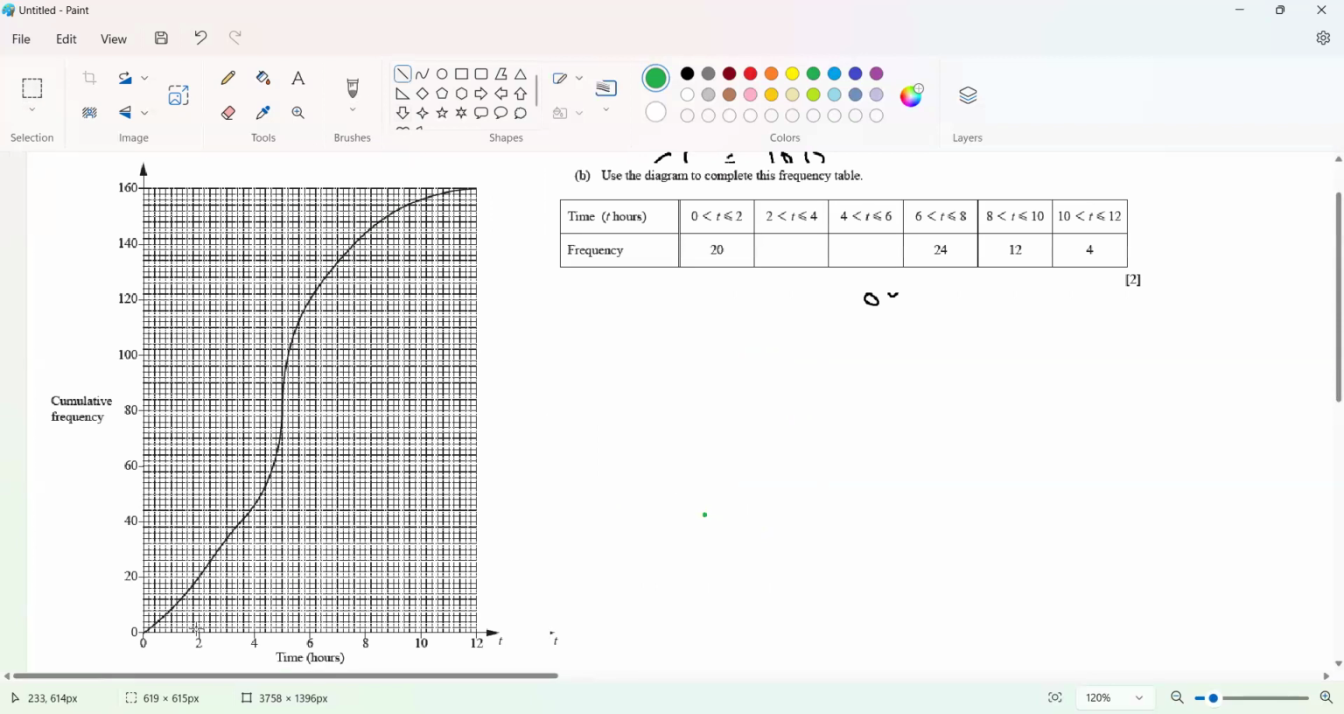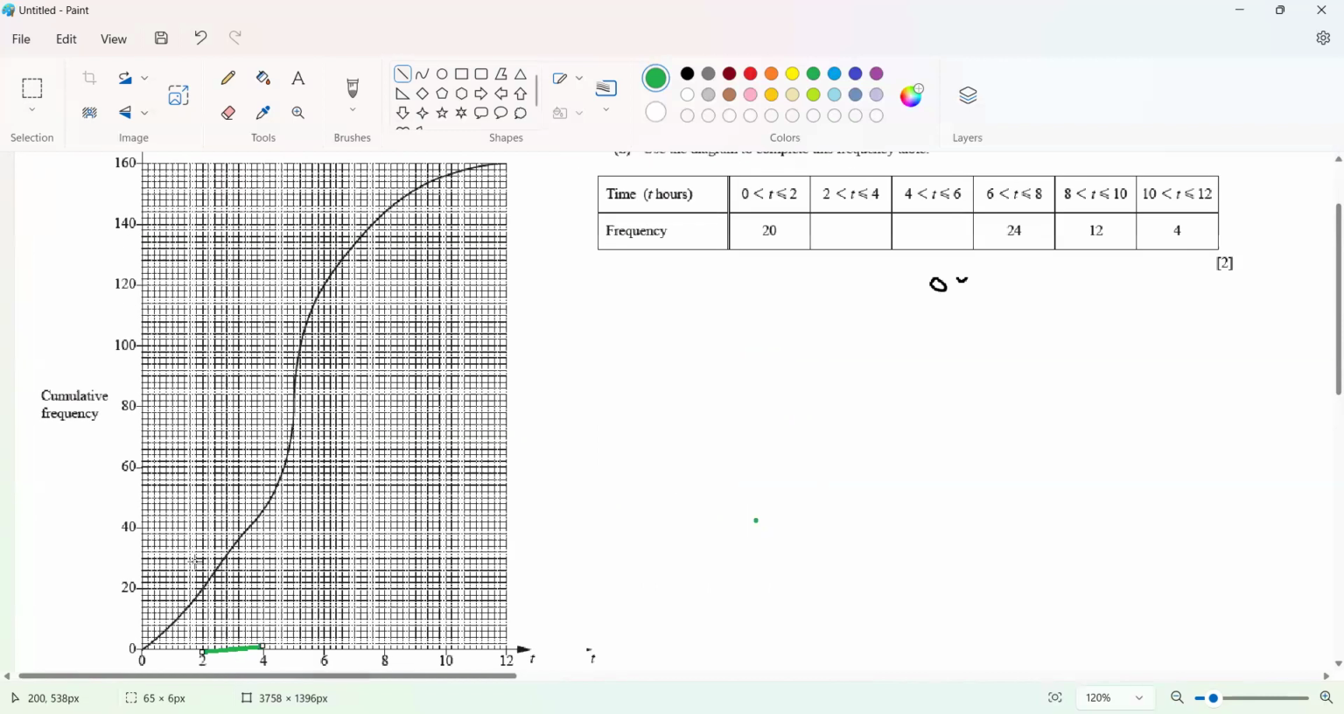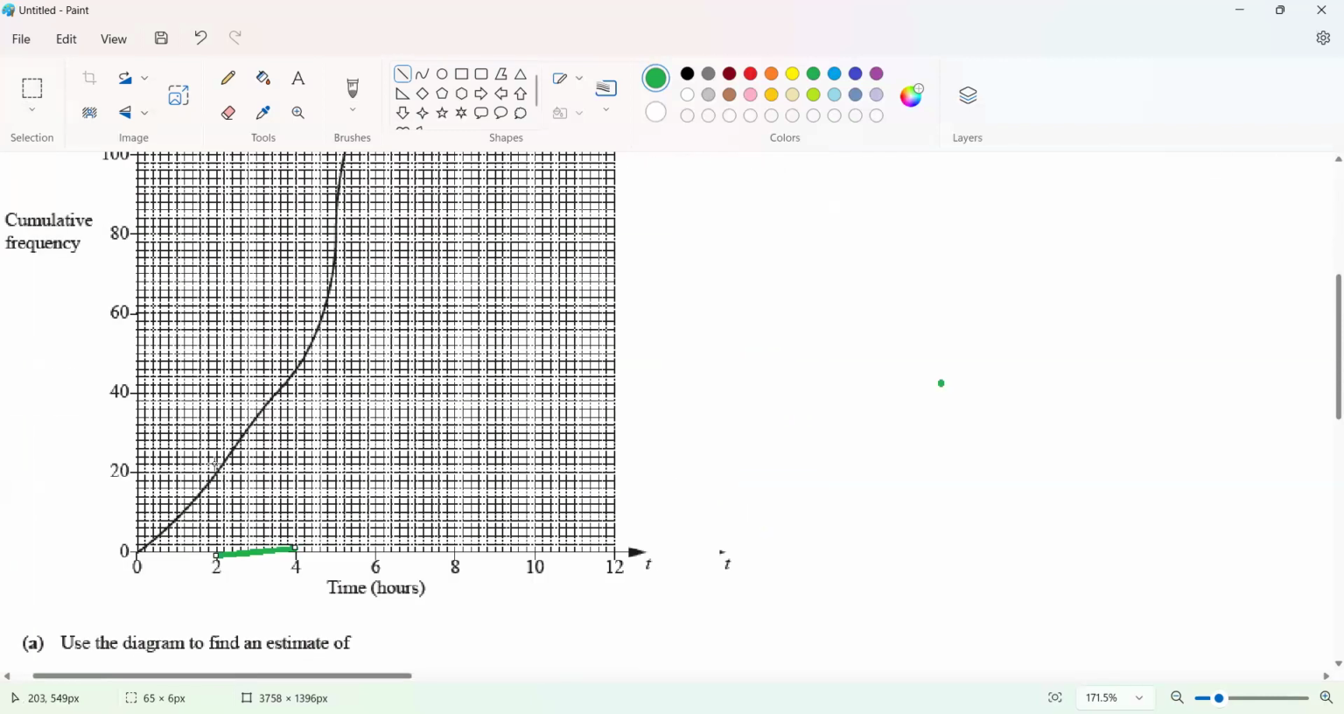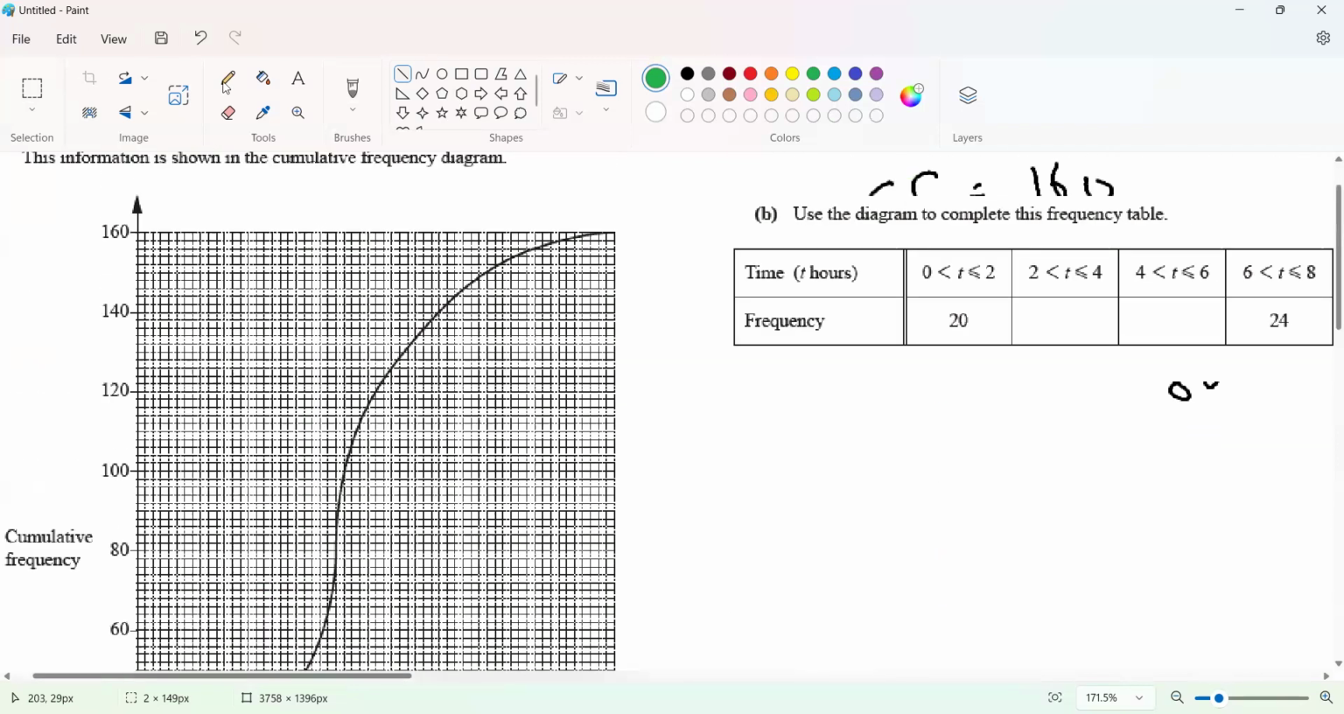So 0 to 2 is already given, 20. So now we look at 2 to 4. So from 2 to 4, right, we can measure out. This is exactly at 20. And then for 4, this goes all the way up to about 46, like that, right? So in other words, this is cumulative frequency, yeah? So you take 46 minus 20. So it's actually 26. So it's 26, right?